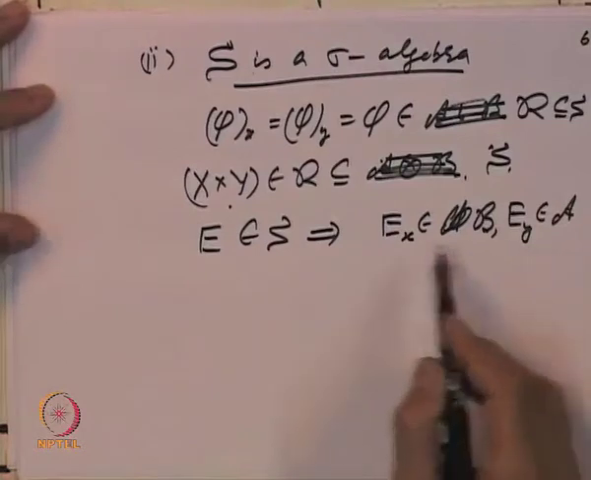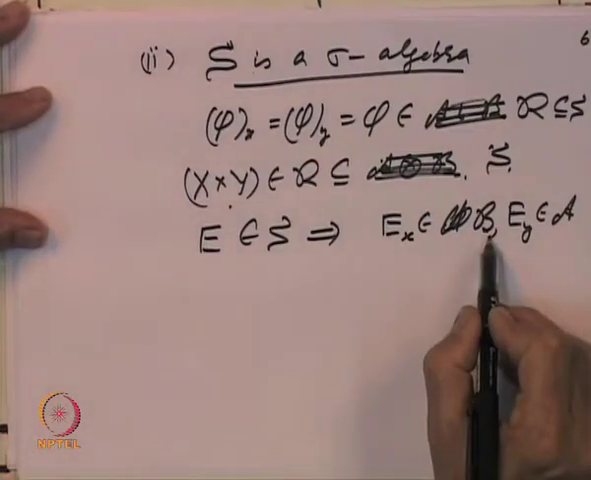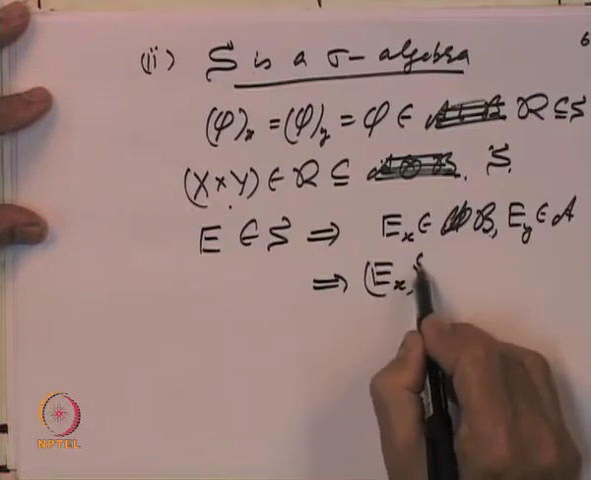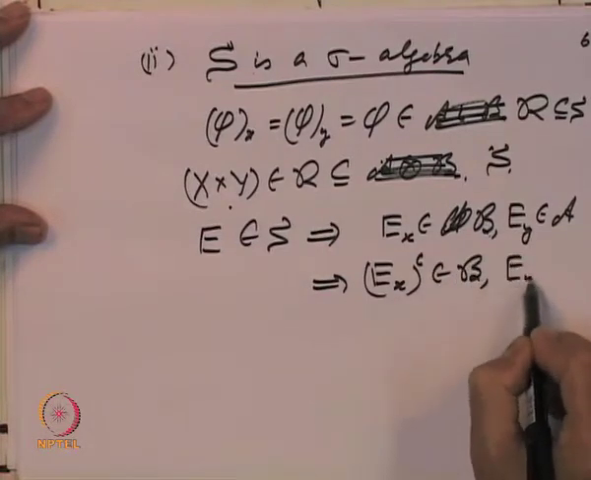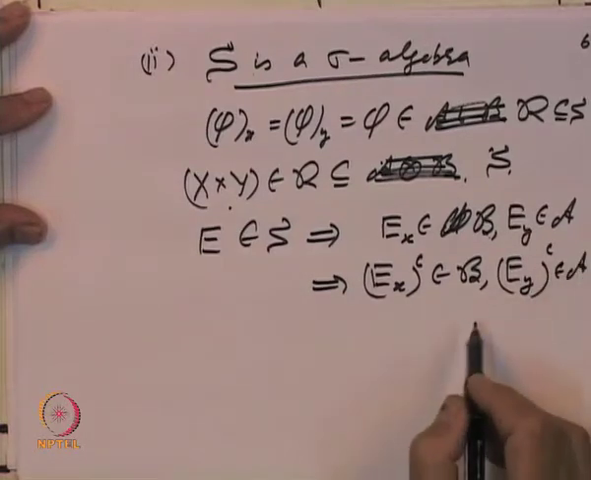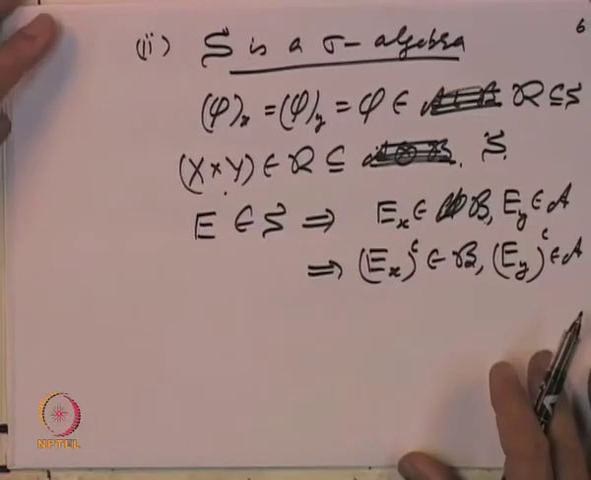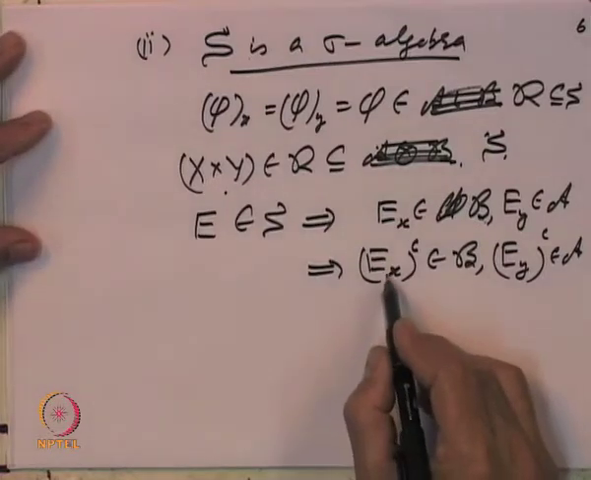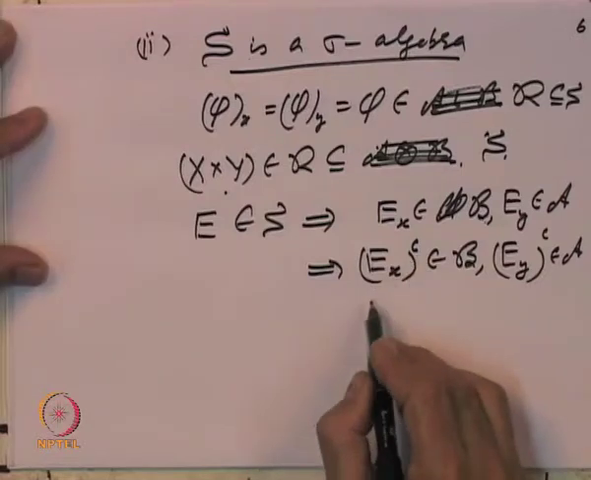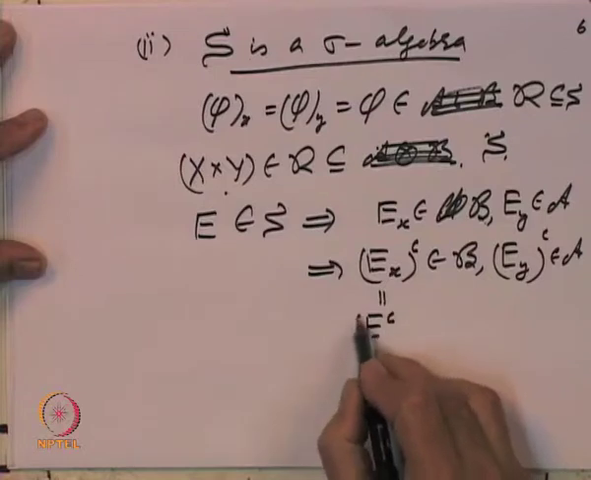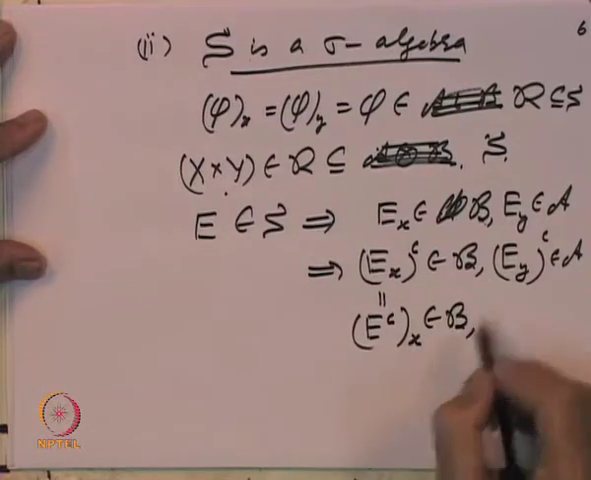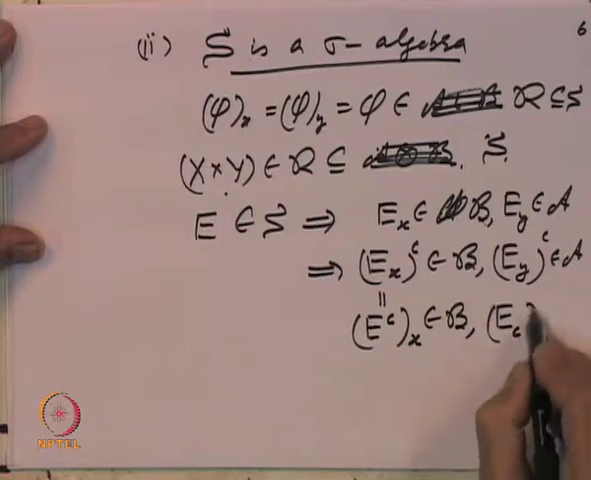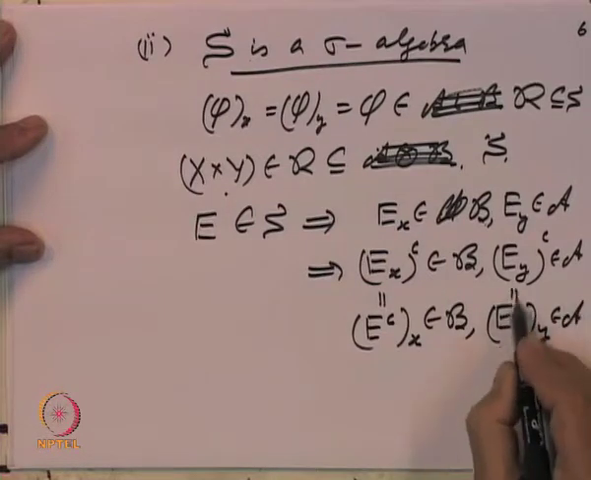By the definition this is true. But E_x belongs to B and B is a sigma algebra, E_y belongs to A and A is a sigma algebra. So that implies that the complement of E_x belongs to B and the complement of E_y belongs to A, because A and B are both sigma algebras, so they must be closed under complements. On the other hand, taking the section and then the complement is the same as taking the complement first and then the section. So that belongs to B, and similarly here, taking the section at y and then the complement is the same as taking the complement first, and that belongs to A.